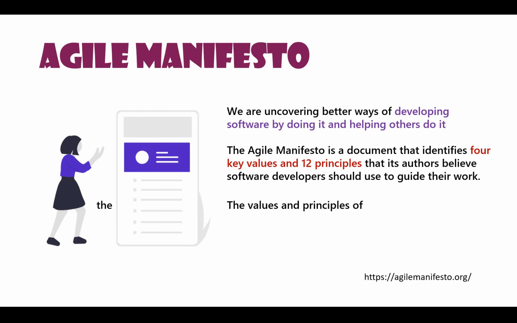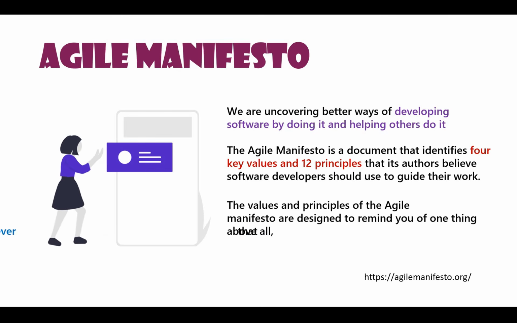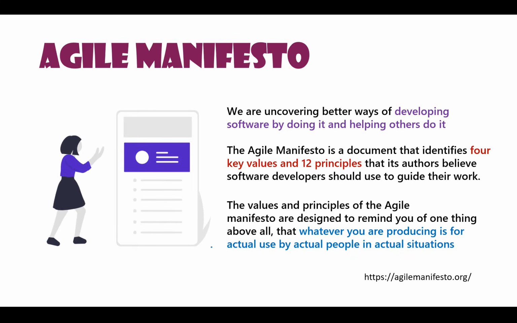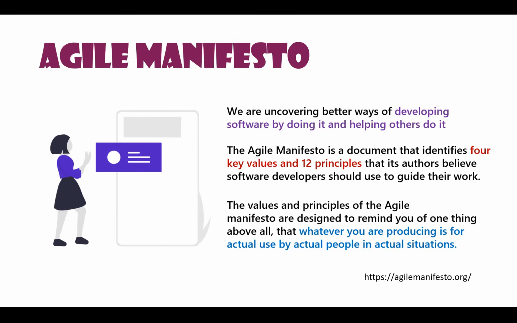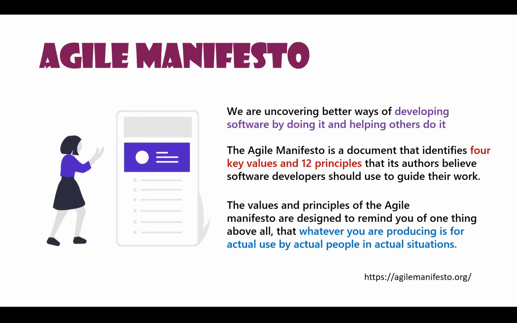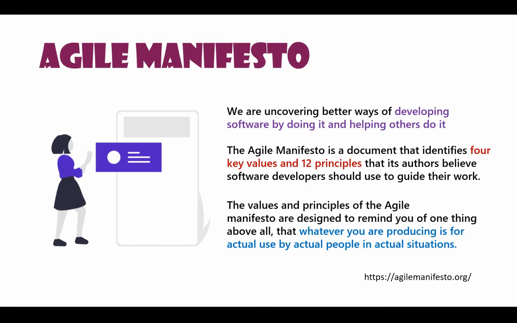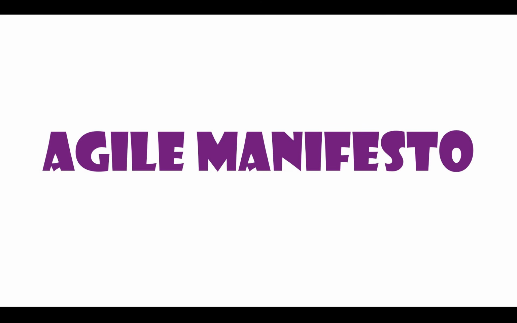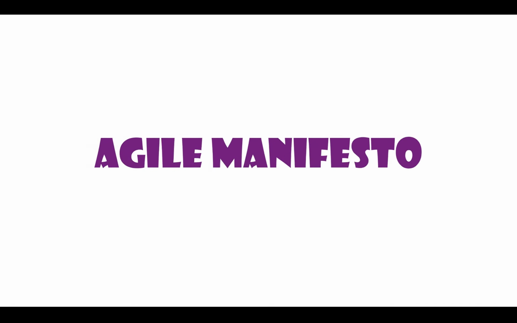Also, the values and principles of the Agile Manifesto are created to remind you that what we are producing as part of software development is actually used by different people in actual situations. So we need to look from that perspective; this is not a test environment or anything. It's actually used by people in the actual situation. Following these values and principles will help you have better software development, and also guide how this work is done.